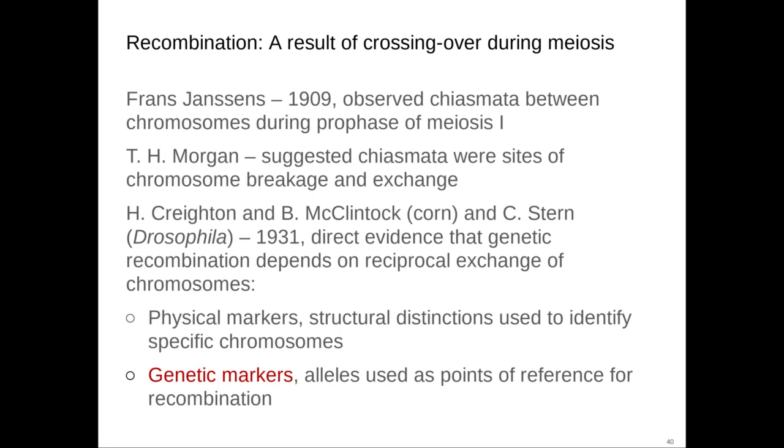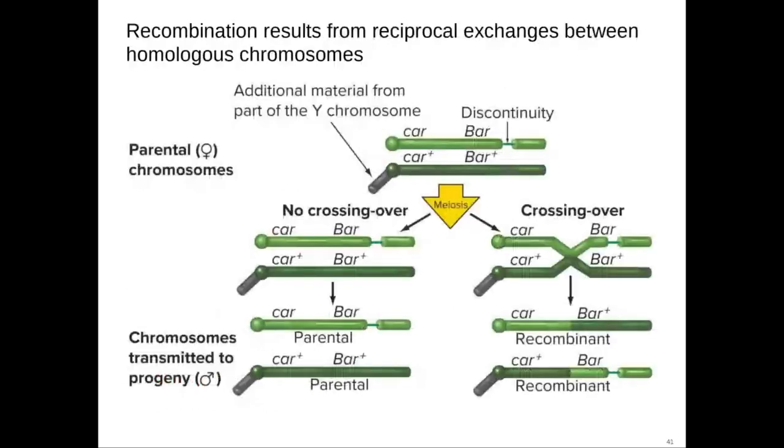Now, they used physical markers, so structural distinctions, to identify specific markers, but we can also just use genetic markers, i.e. alleles, as points of reference for recombination. Which brings us to some interesting math. It's not the most crazy math, but this does bring us to some math. So let's look at an example here.